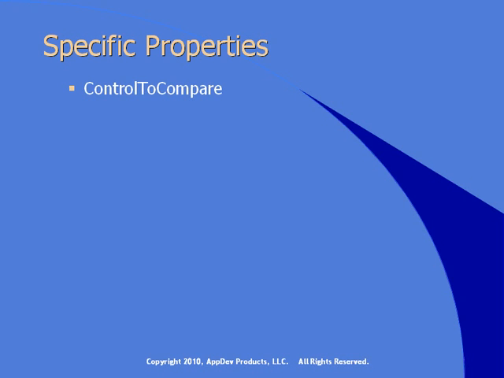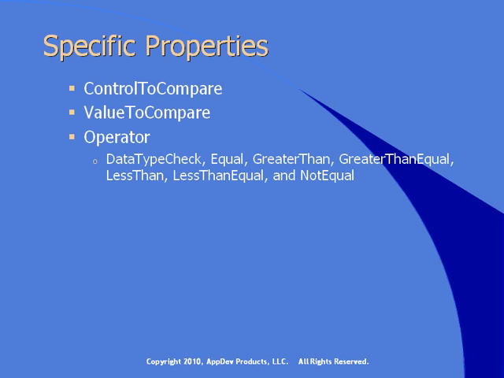Obviously, the control to compare. You also need to specify the value to compare, and the operator, which can be a data type check, which means you're only checking that the data types are the same. Then there's equal, greater than equal, less than equal, and not equal. The data type check is interesting because you can use the compare validator to make sure that two values are of the same data type.